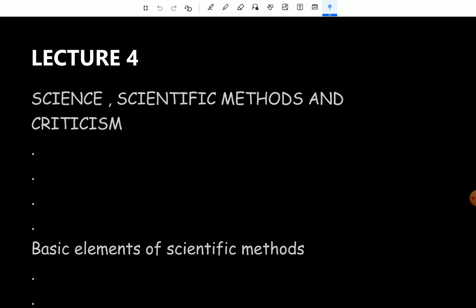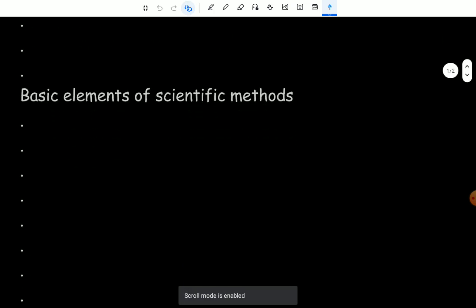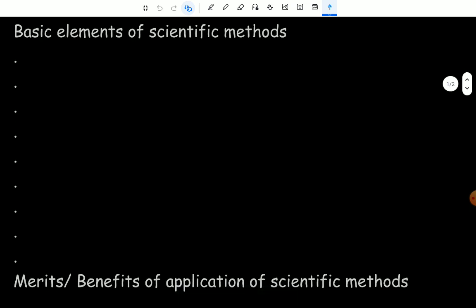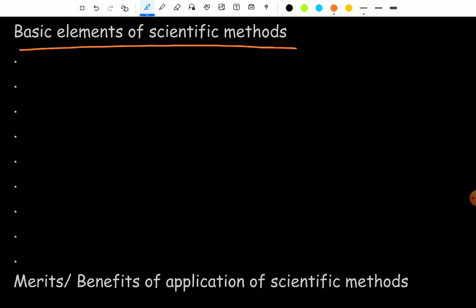Next, we will see that there are certain basic elements of scientific methods. Let us discuss them one by one. There are basically six basic elements of scientific method and I will give you a mnemonic. You can remember it if you can.